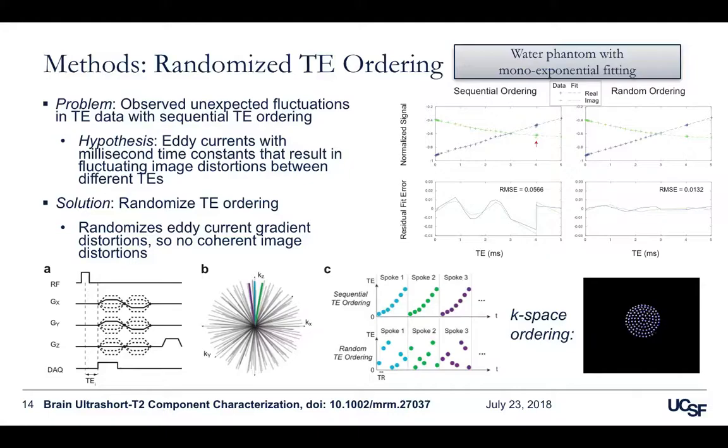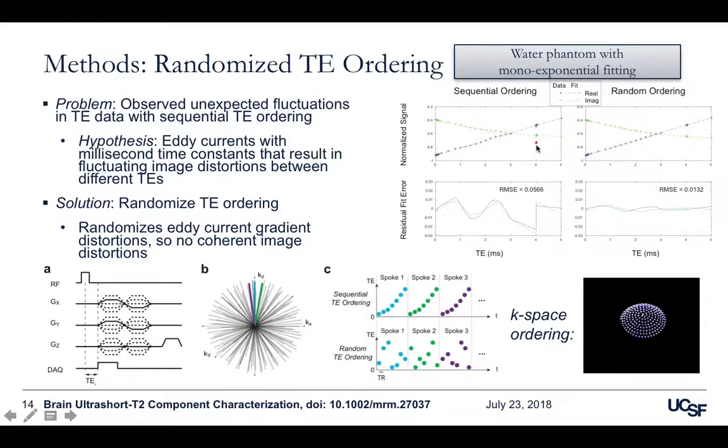One of the first issues we had was that we observed unwanted fluctuations in the TE data. Here I'm showing some data from a water phantom, so very uniform, which should give a nice mono-exponential fit. But as we can see, the residual fit error of this mono-exponential fit is very large, and it has this terrible oscillation on it. Especially if we're expecting a chemical shift of the Ultrashort-T2 component, this is going to be a major confounding factor. We even did an experiment where we repeated this 4 millisecond echo time several times, and we can see the oscillations in this value.